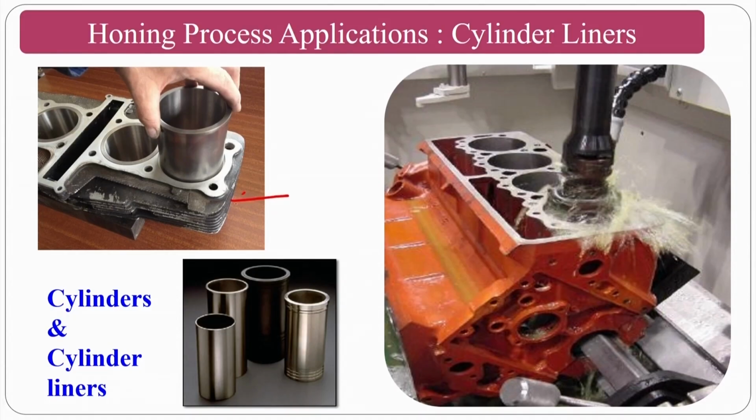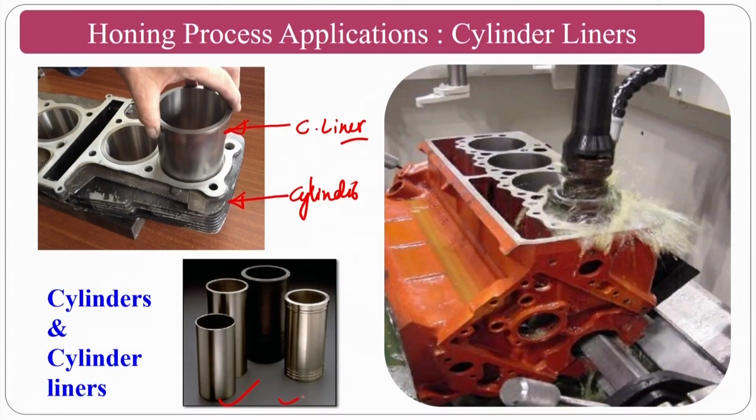This is called the cylinder, and this is called the cylinder liner. So what is the advantage of this one? If your cylinder liner is gone, then you replace it with a new cylinder liner, so that your complete engine block will be saved. These are some of the cylinder liners that you can see here, and once you do the press fitting normally, then you do the polishing using the honing process, so that the fitting will be perfectly fine.